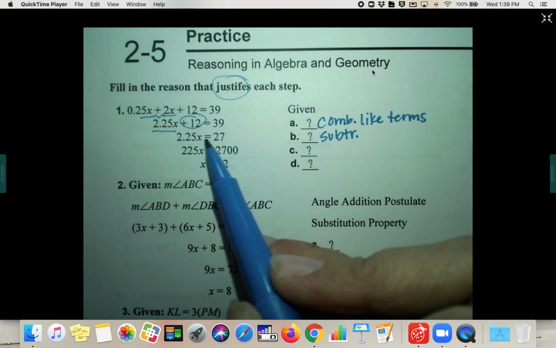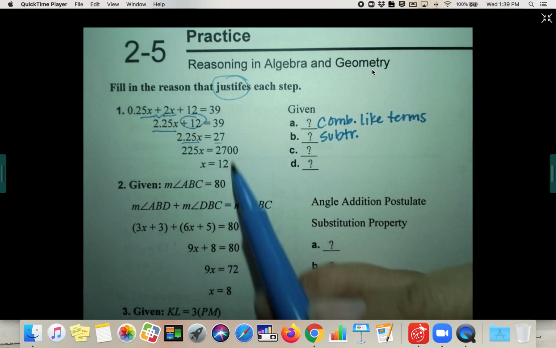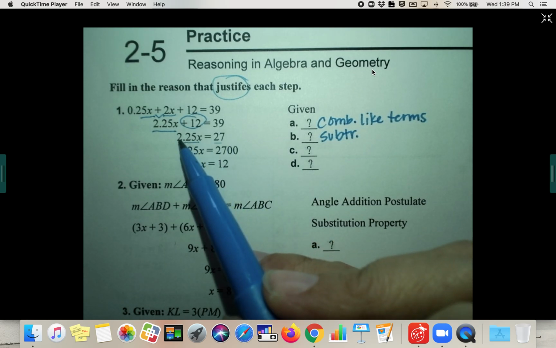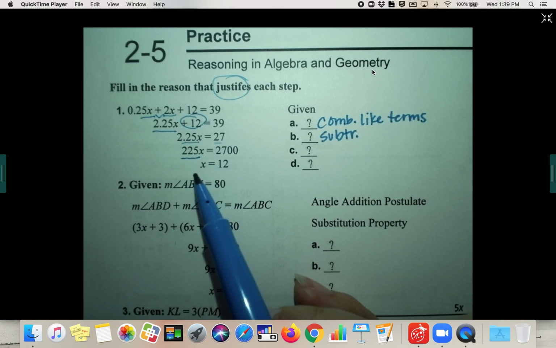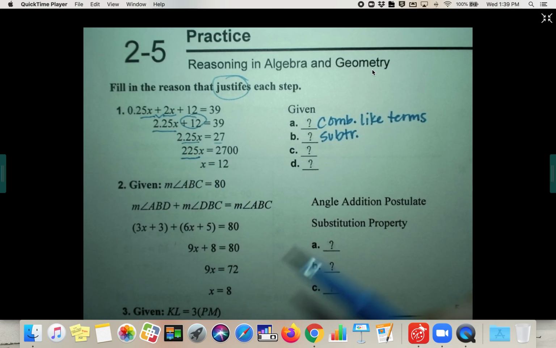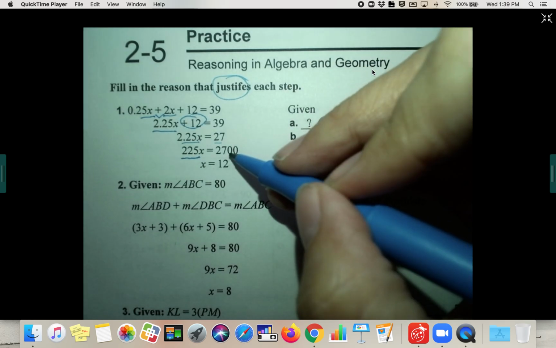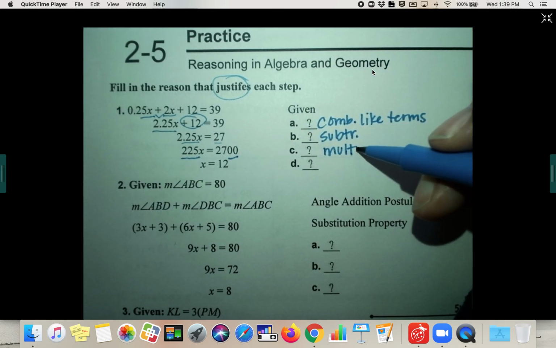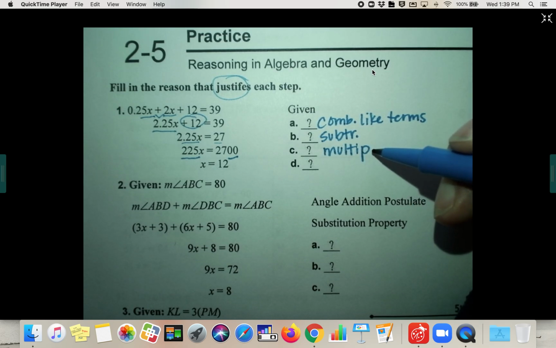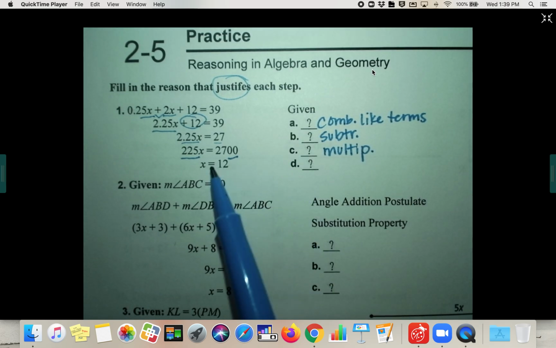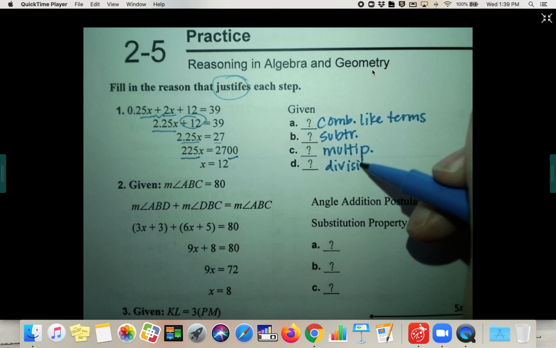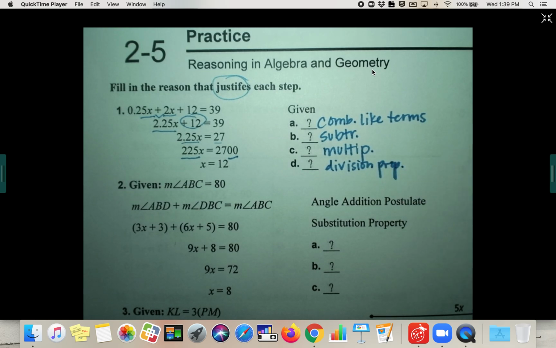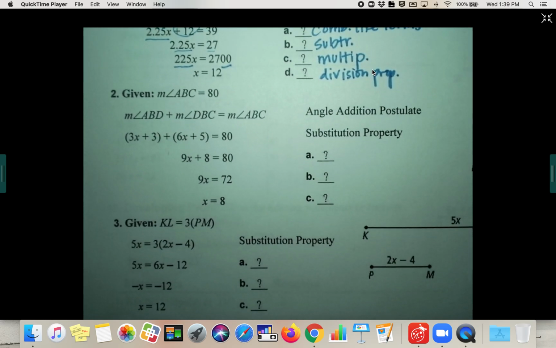Then it looks like they divided both sides by 2.25. No, actually, it looks like they made it from 2.25 to 225. So first, they actually chose to multiply by 100 on both sides. So this is going to be multiplication property. All right, and then last, they divided. So this is division property. Okay, and I didn't really write property on any of these, but I would accept all of these as answers on anything else. So let's try number 2.